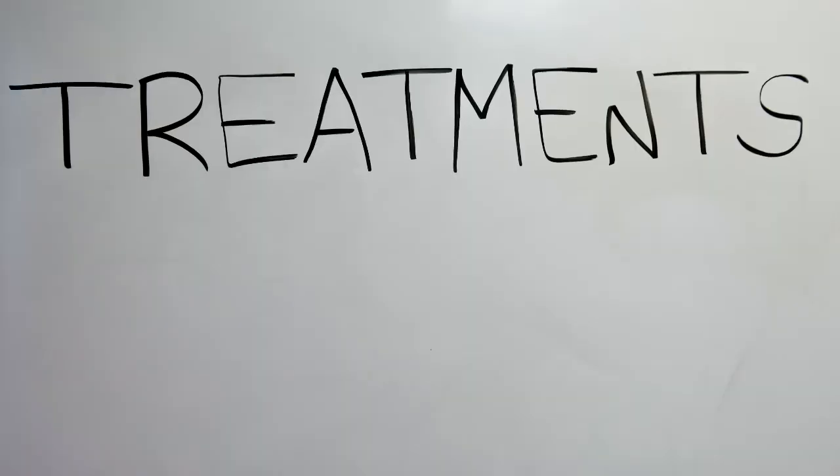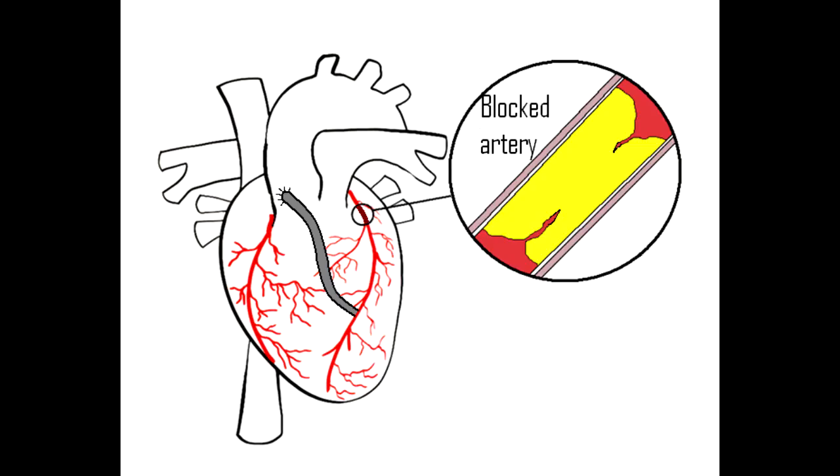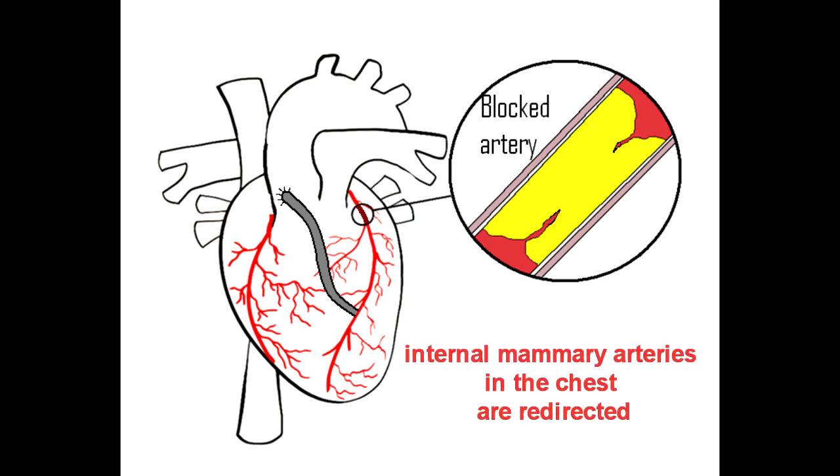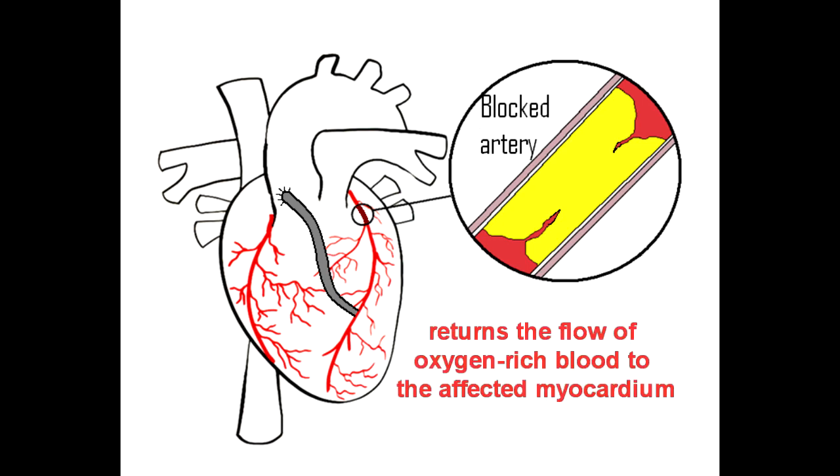That sounds awful. How can you fix it? Well, there are several treatment options available to you. To treat coronary artery disease, one option would be a heart bypass surgery. During this procedure, the internal mammary arteries in the chest are redirected and sewn to the coronary artery below where it is blocked, and this returns the flow of oxygen-rich blood to the affected myocardium.